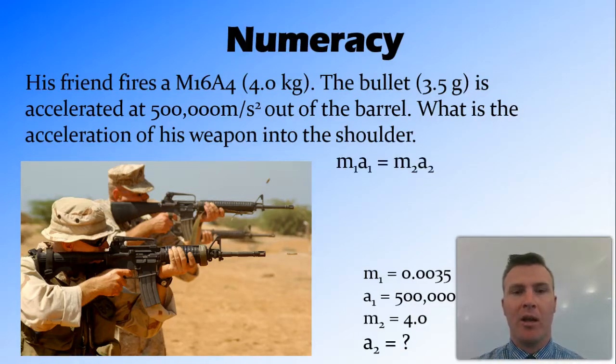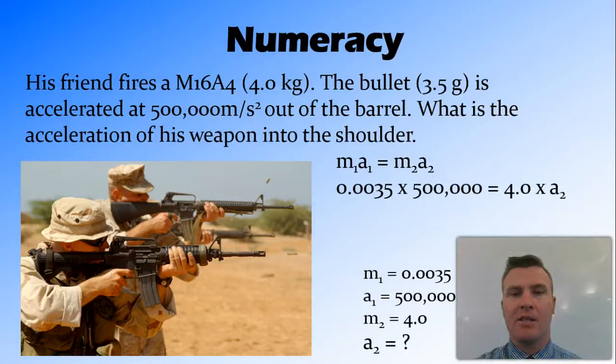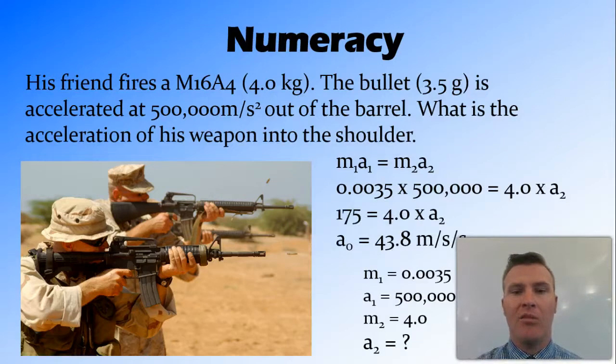So we use our formula, M1A1 equals M2A2, and substituting those numbers in, 0.0035 times 500,000 equals 4.0 times A. We simplify and divide by 4, and we find that the acceleration is 43.8 meters per second per second.